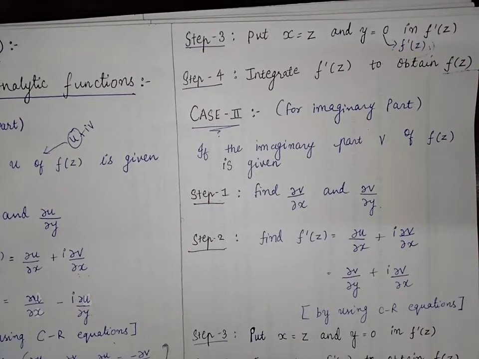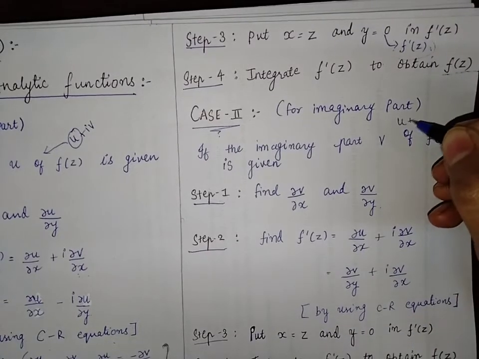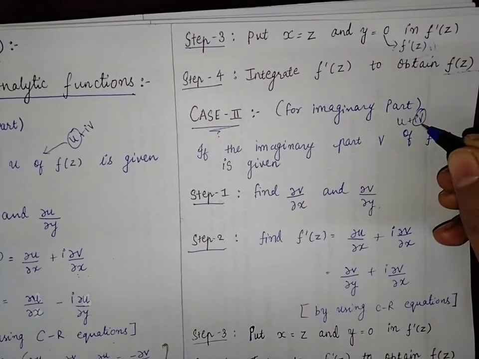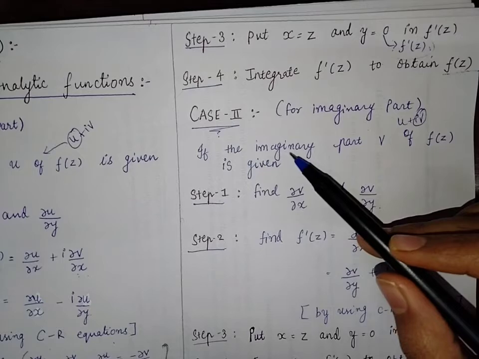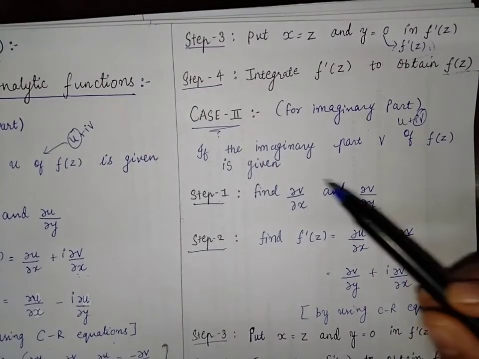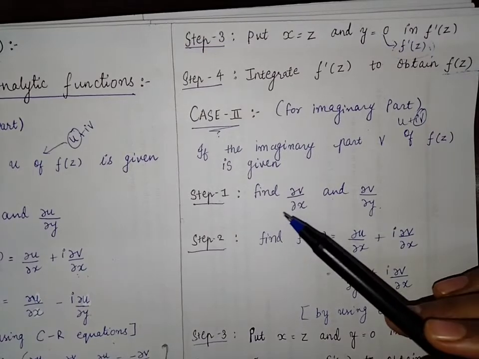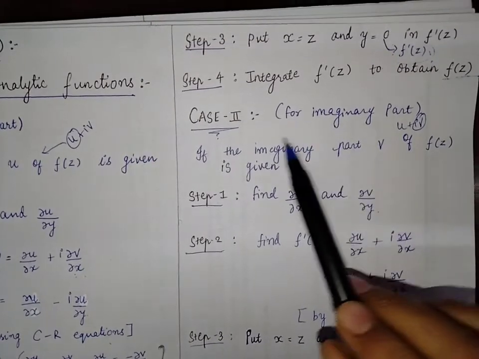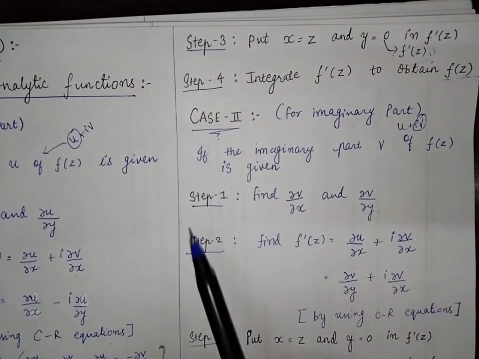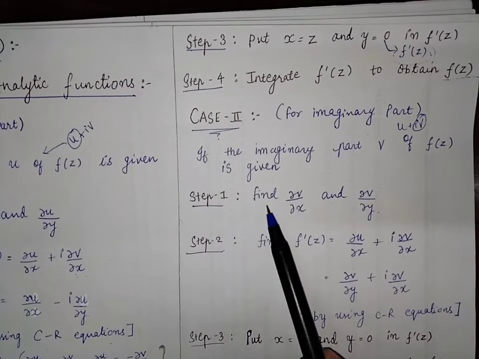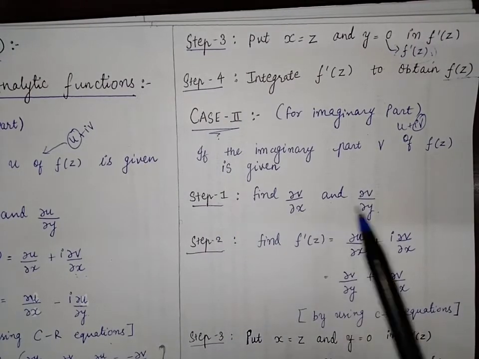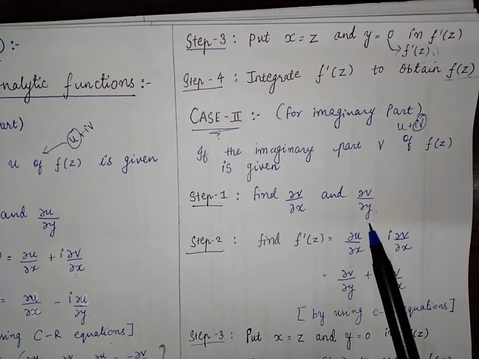Now similarly there is case 2 for the imaginary part. That is, if the imaginary part v, since in u plus iv the imaginary part is v, if the imaginary part v of f of z is given, then you have to use this part, case 2. So again the step 1 will be you have to find del v by del x and del v by del y.